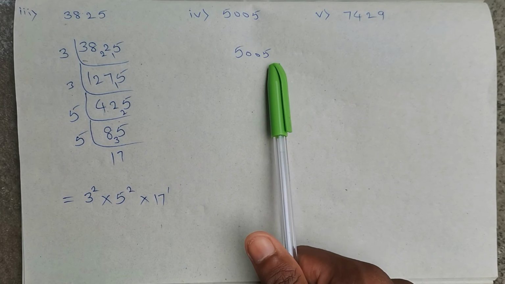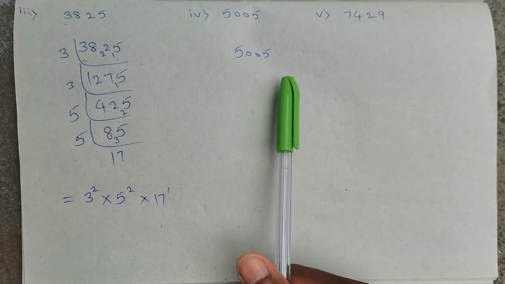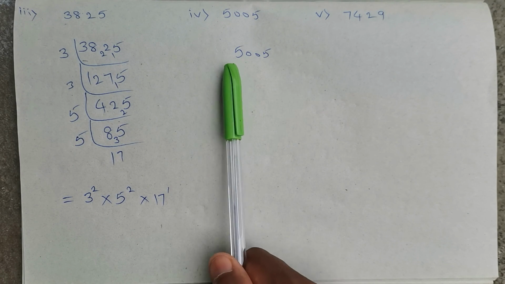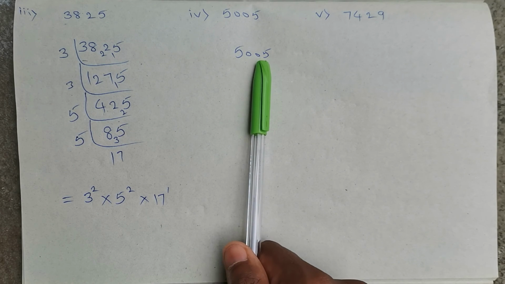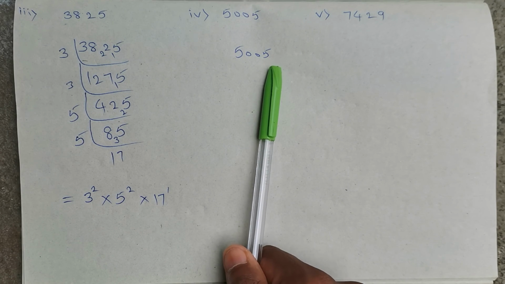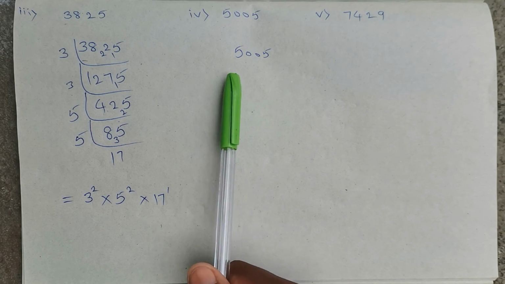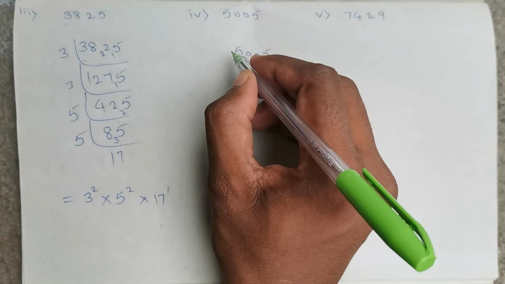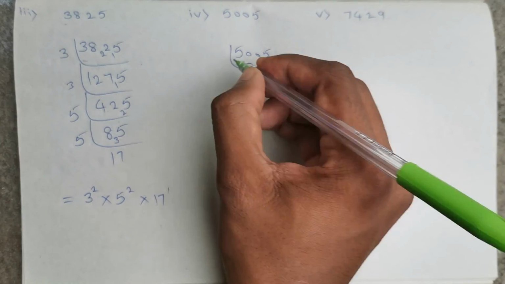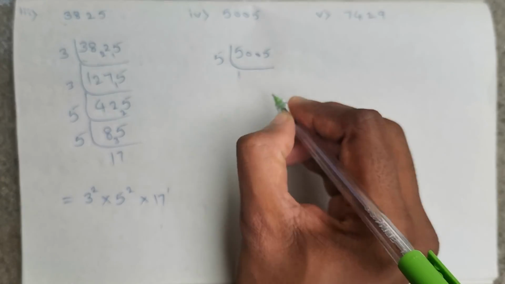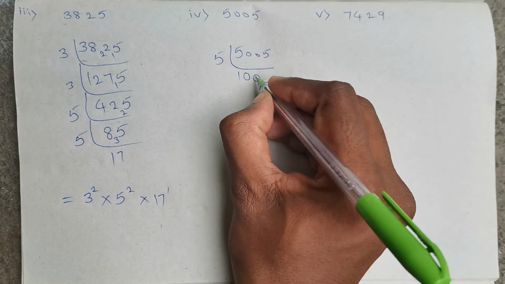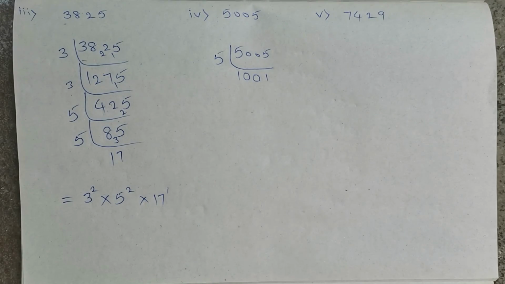The last digit is 5, so it won't come in the 2 table. Next, let us check for the next prime number, that is 3. 5 plus 0, 5 plus 0, 5 plus 5 is 10. 10 won't come in the 3 table, so this number won't come in the 3 table. So the next prime number is 5. 5 ones are 5, 0 as it is, 0 as it is, 5 ones are 5.